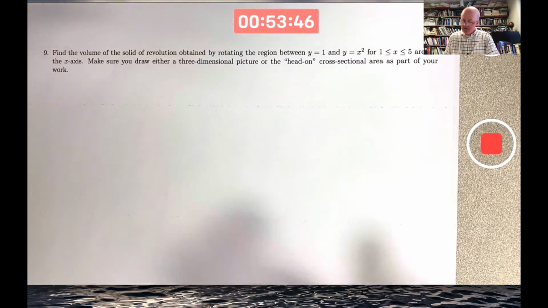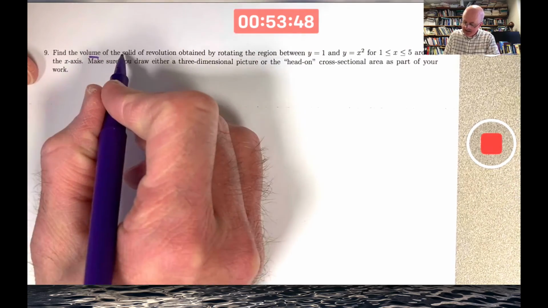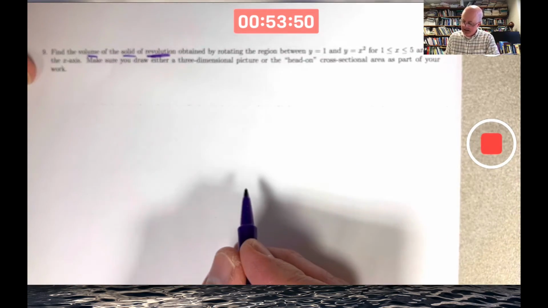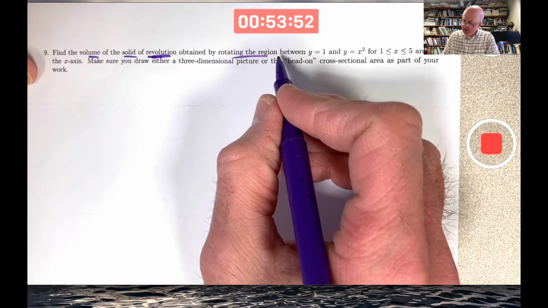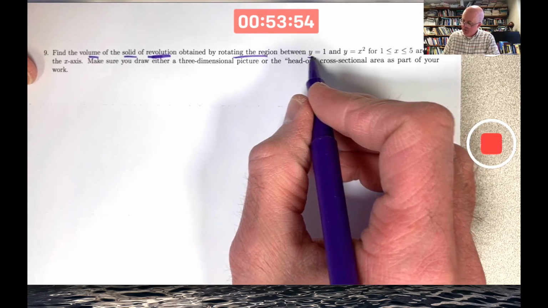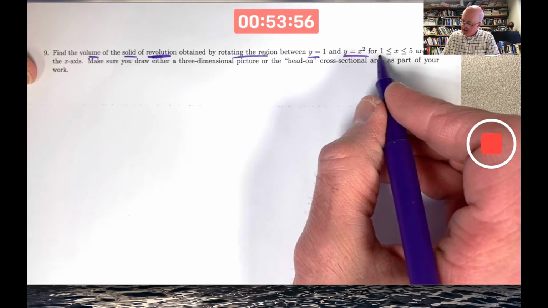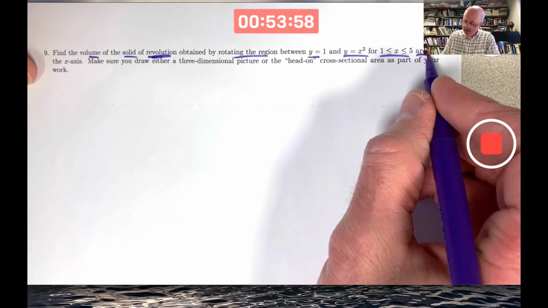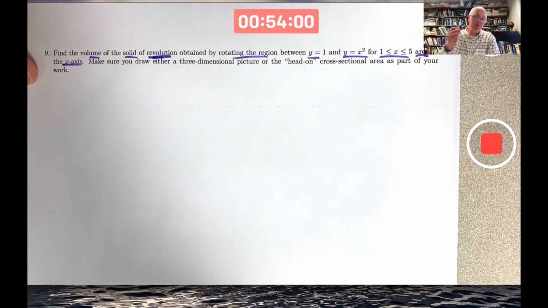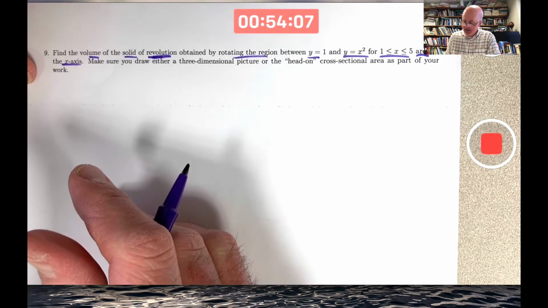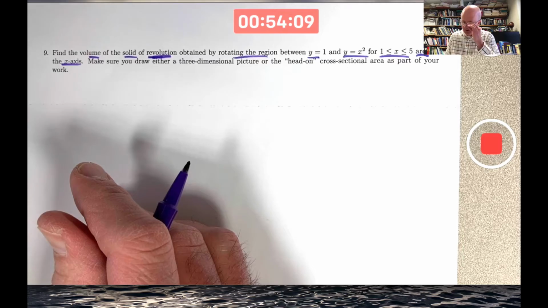Find the volume of another solid. This time it's a solid of revolution, obtained by rotating a region in the two-dimensional plane between y equals 1 and y equals x squared for x between 1 and 5 around the x-axis. And I could make it harder by revolving around some other horizontal line, or maybe even some vertical line. That would make it even extra hard. Not after an extra hard problem here.